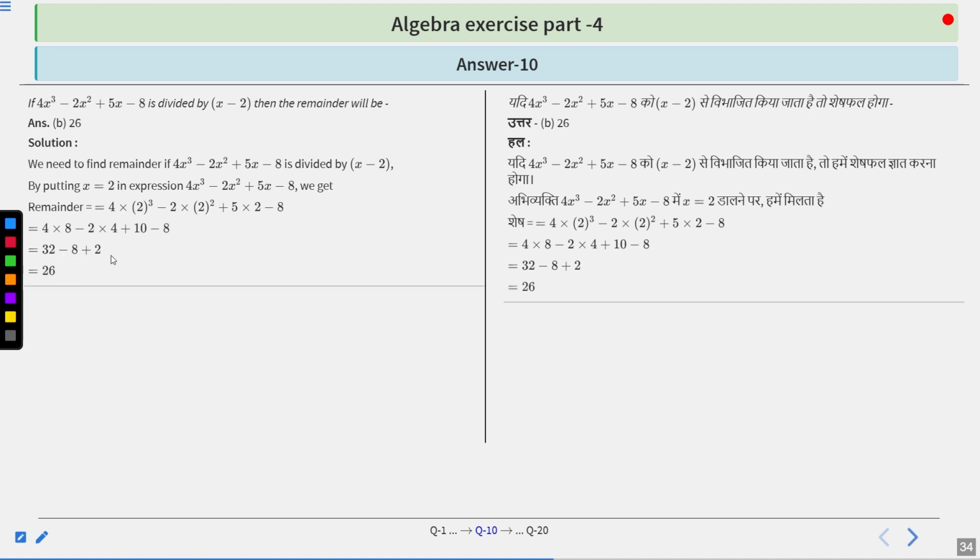So 32 minus 8 plus 10 minus 8, that is 26. That means the remainder is 26. So option number B, 26 is the correct answer.